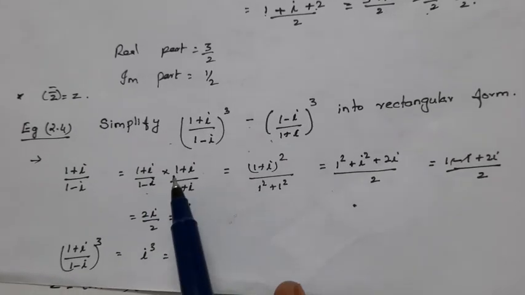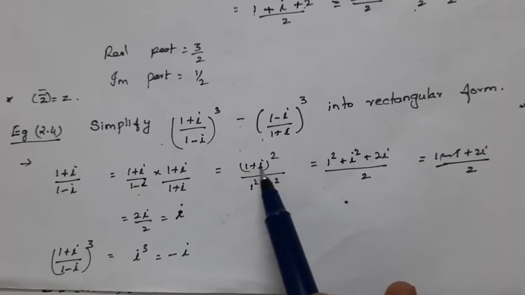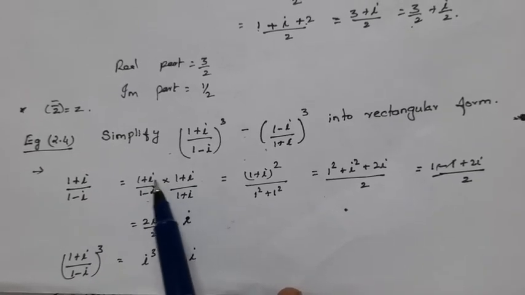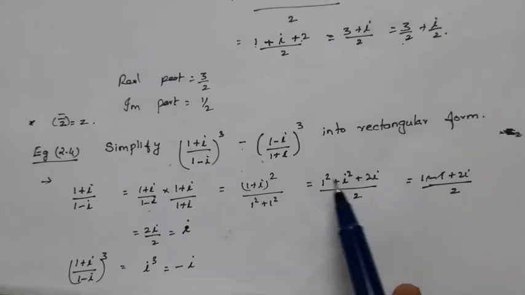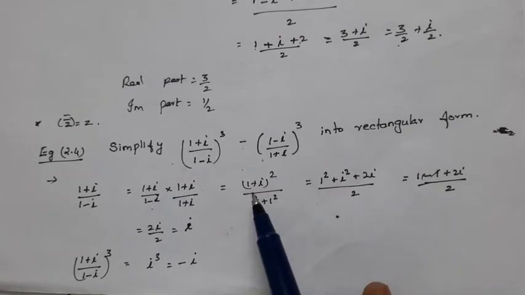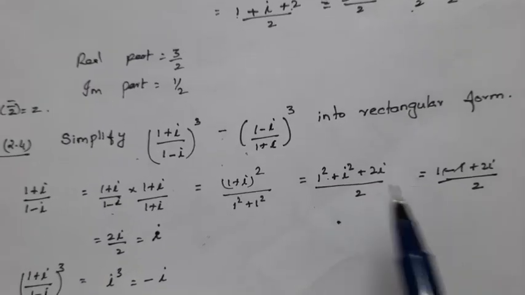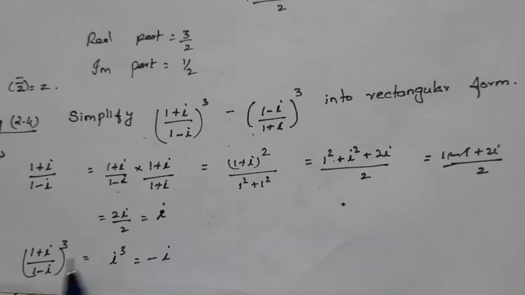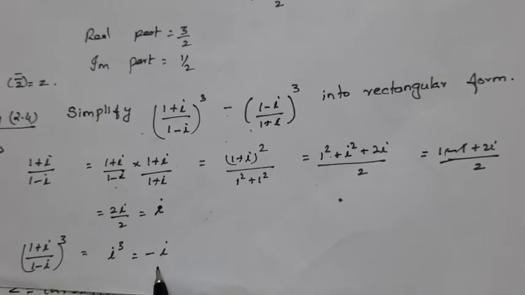Numerator is (1 + i) into (1 + i), which will be (1 + i) the whole square. So you can expand it using (a + b) the whole square, or even you can multiply these two using the usual rule of multiplication of complex numbers. So 1 plus i squared plus 2i. I have expanded this using (a + b) the whole square. So i squared being minus 1, and 1 minus 1 get cancelled, 2i by 2, again 2 and 2 get cancelled, that is equal to i. So ((1 + i)/(1 − i))³ is i cube. You know that i cube is equal to minus i.